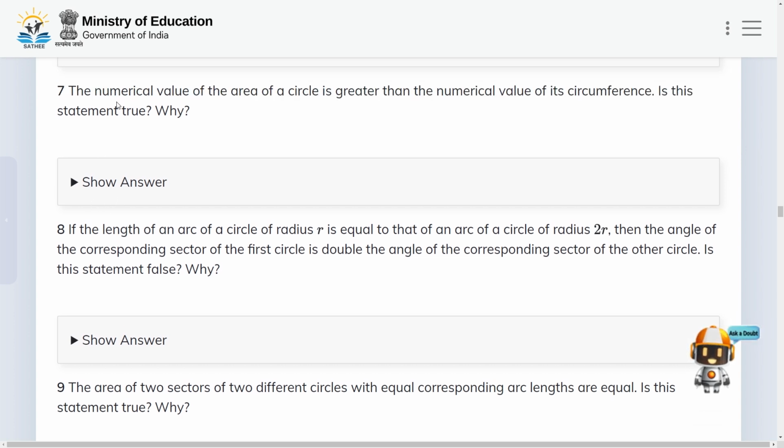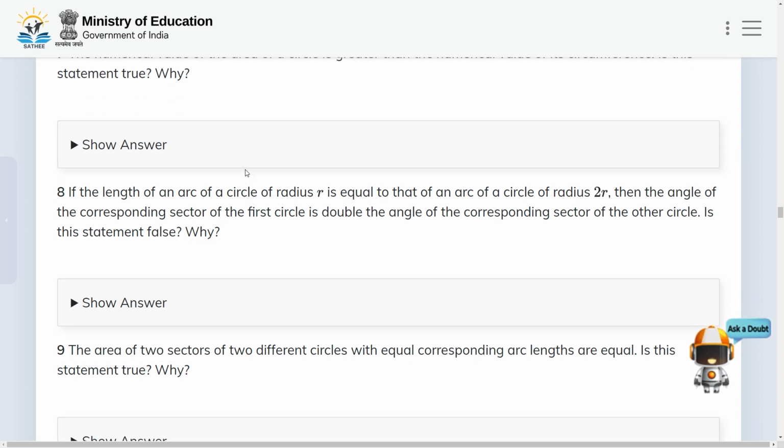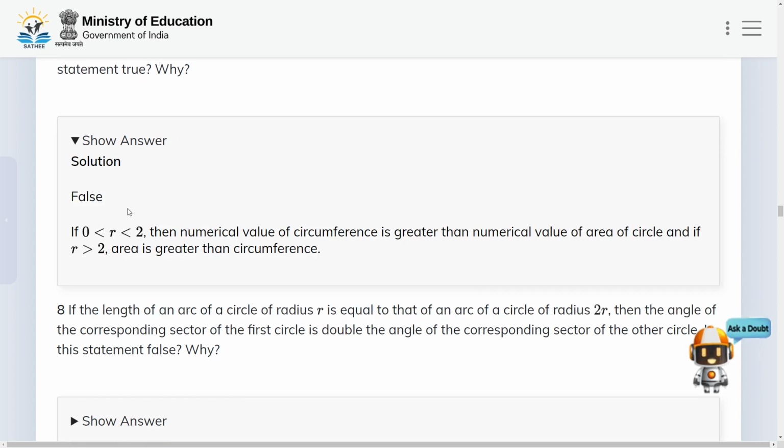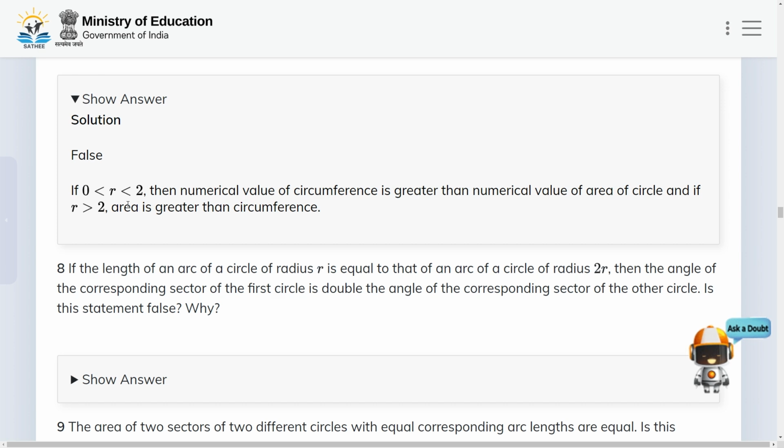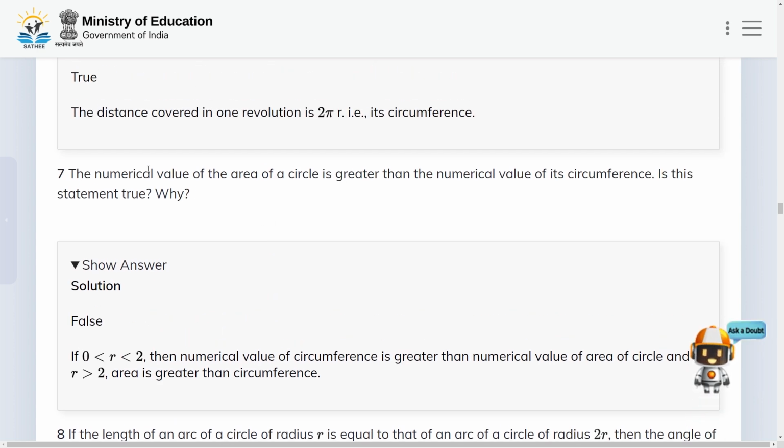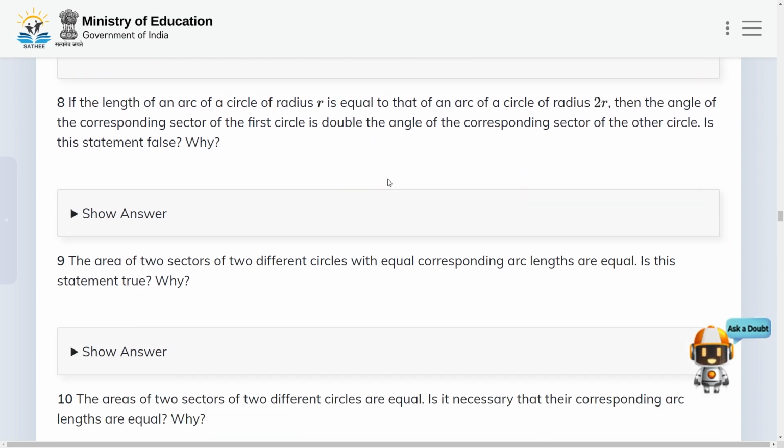In the next problem, we have: the numerical value of the area of a circle is greater than the numerical value of its circumference. Is this statement true, and why? This statement is basically false. Why? Because if 0 < r < 2, then the numerical value of the circumference is greater than the numerical value of the area of the circle, and if r > 2, then the area is greater than the circumference. So that is why this statement is false. And now let us move to the next problem.